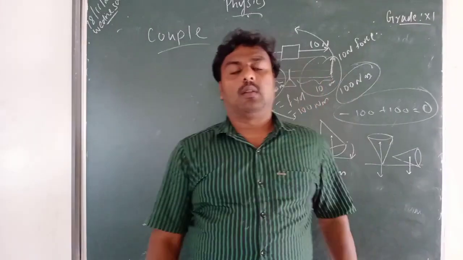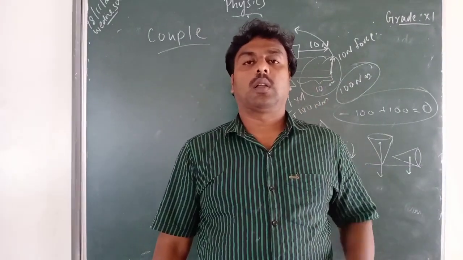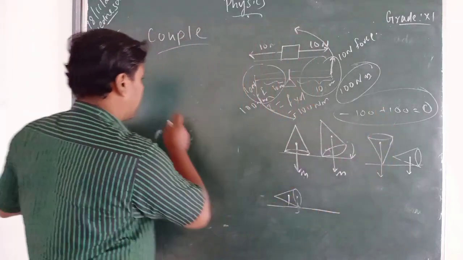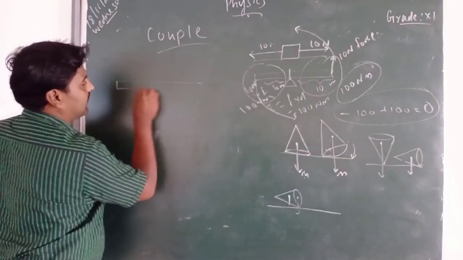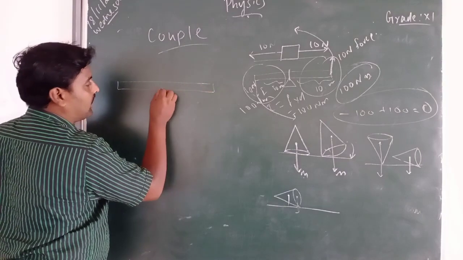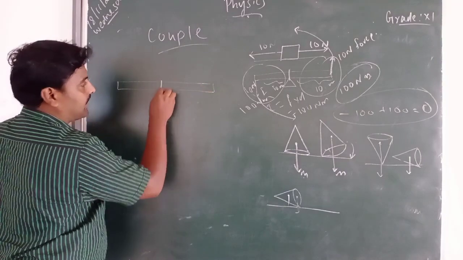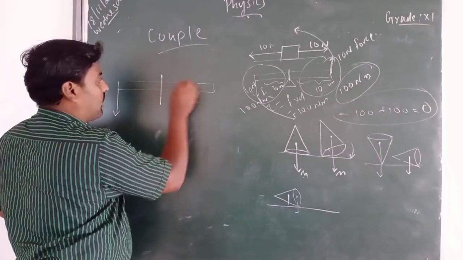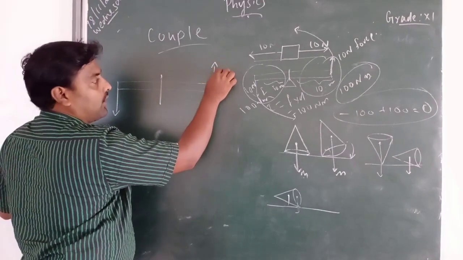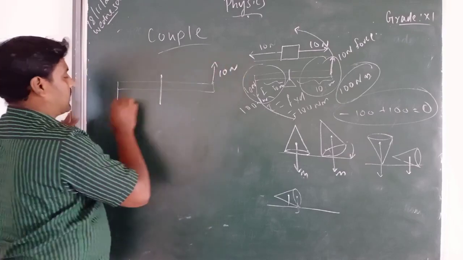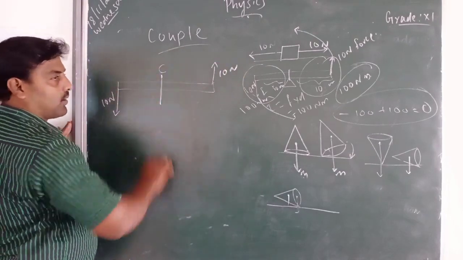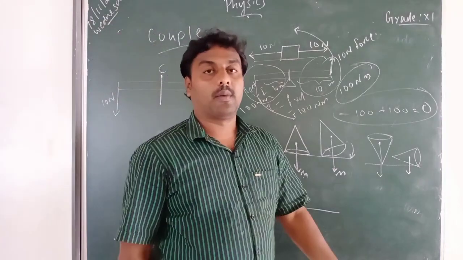What is a couple? So, couple of forces we can tell. Assume a uniform rod like this, pivoted from its center, with two forces acting in opposite directions but equal in magnitude, and the center of mass is the same, the midpoint.